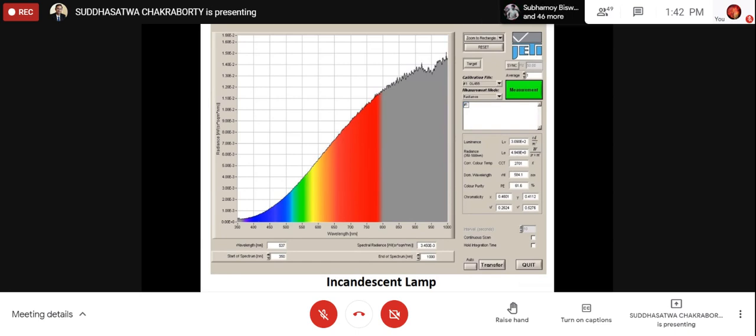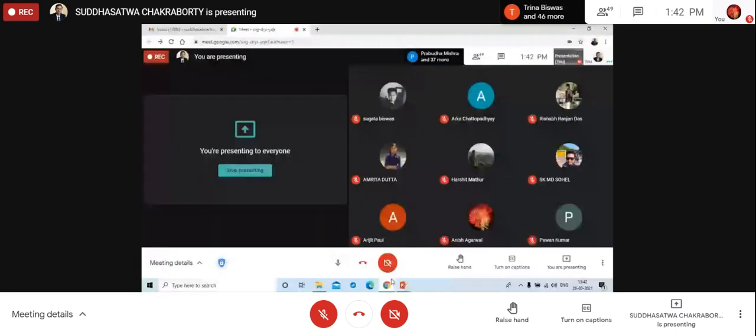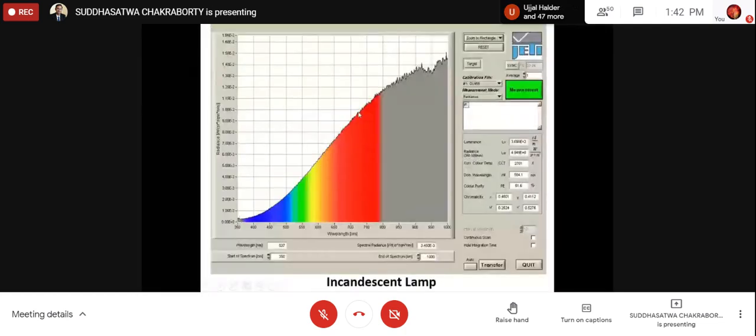The beauty is that for the entire region, for the incandescent lamp, number one, there is some portion of UV present. Number two, the major portion is IR. So we have seen that this portion is huge, and this is not the entire IR. IR will continue. Our device can measure up to 1000 nanometer. So here there will be a huge portion in IR.